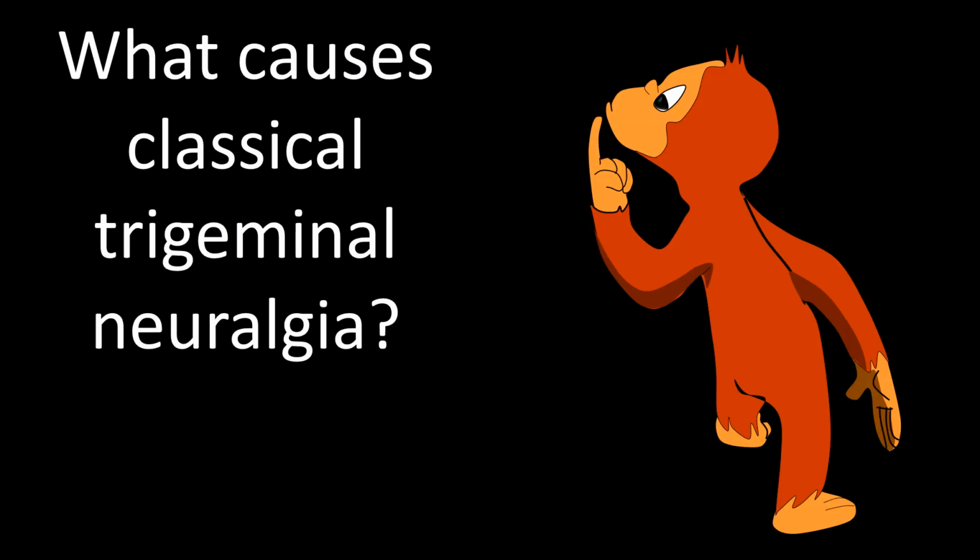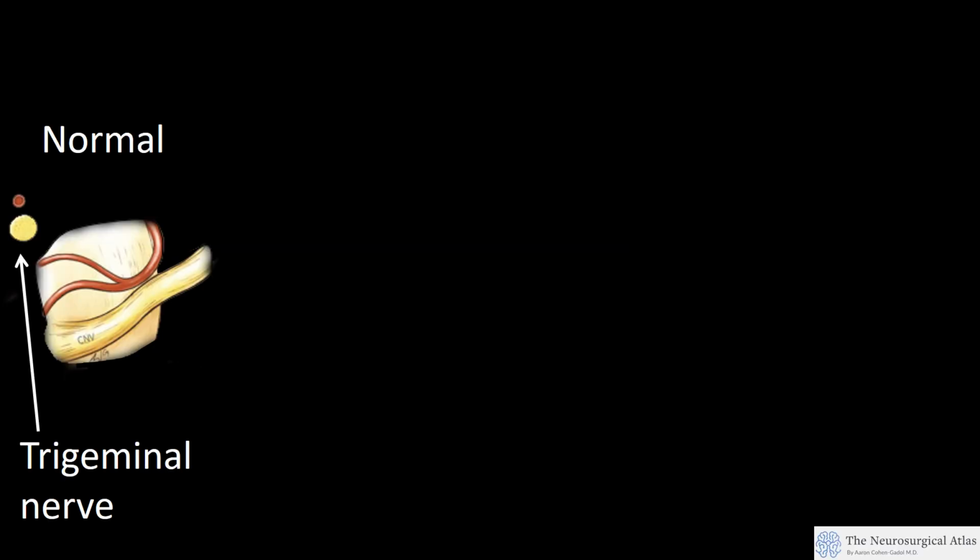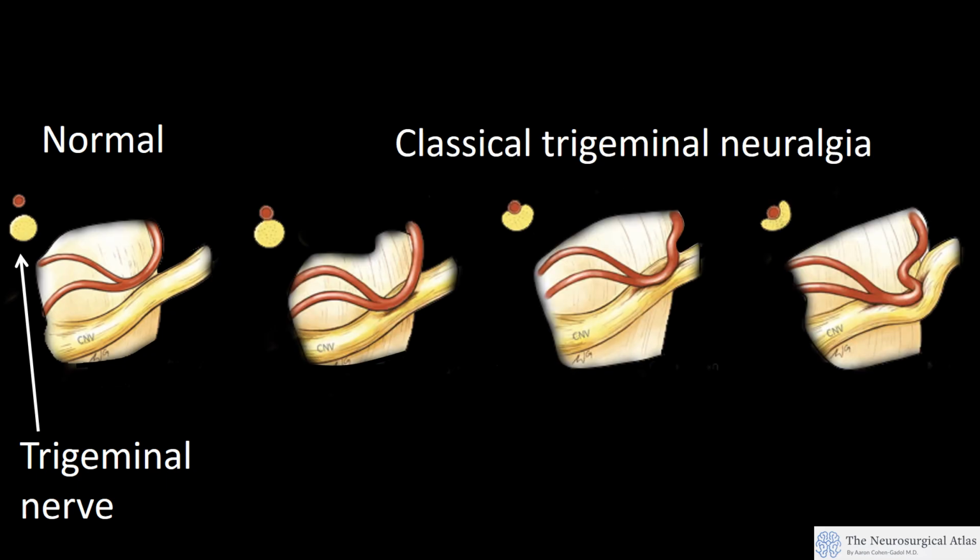Classical trigeminal neuralgia is caused by an abnormal vessel compressing the trigeminal nerve. Usually, vessels do not pinch upon the trigeminal nerve as you can see here. In classical trigeminal neuralgia, they do so to a different degree, from minimal to frank compression.